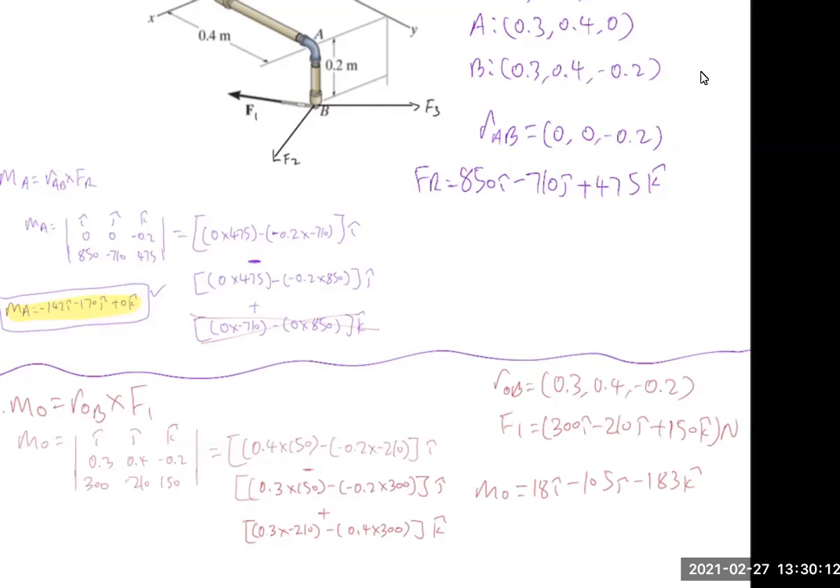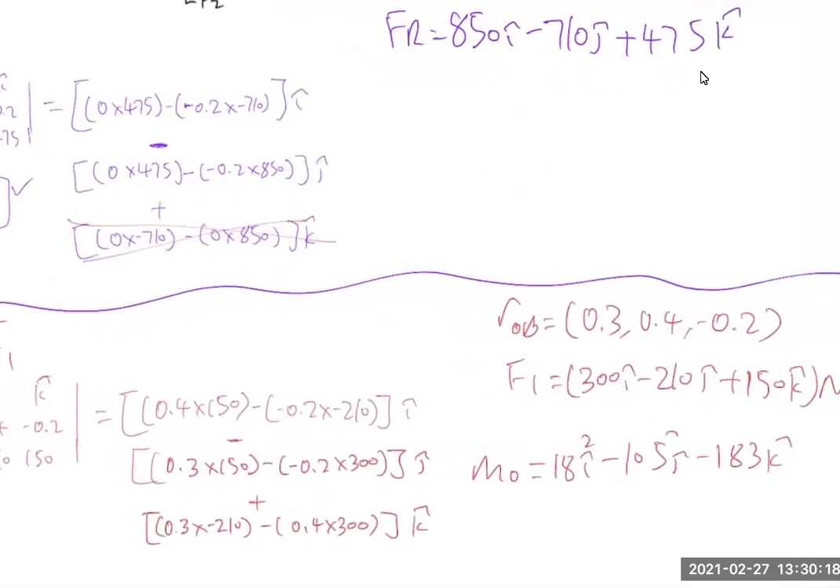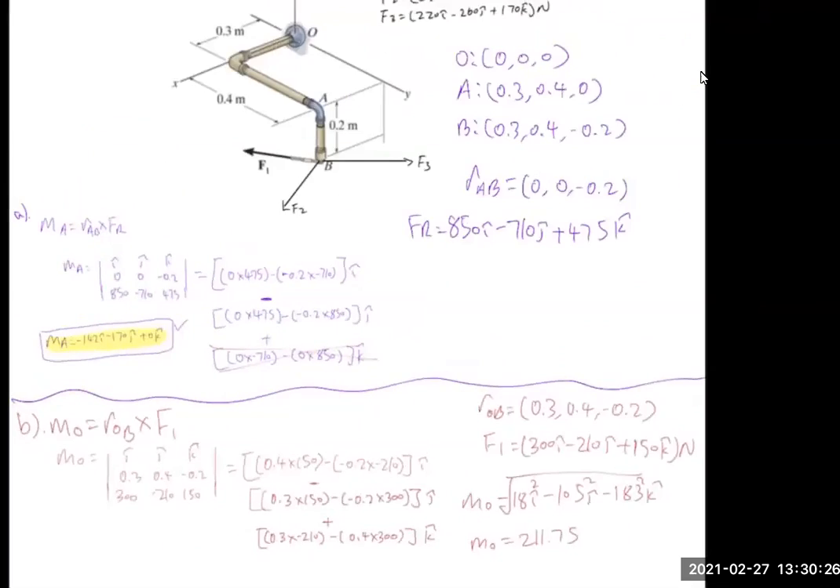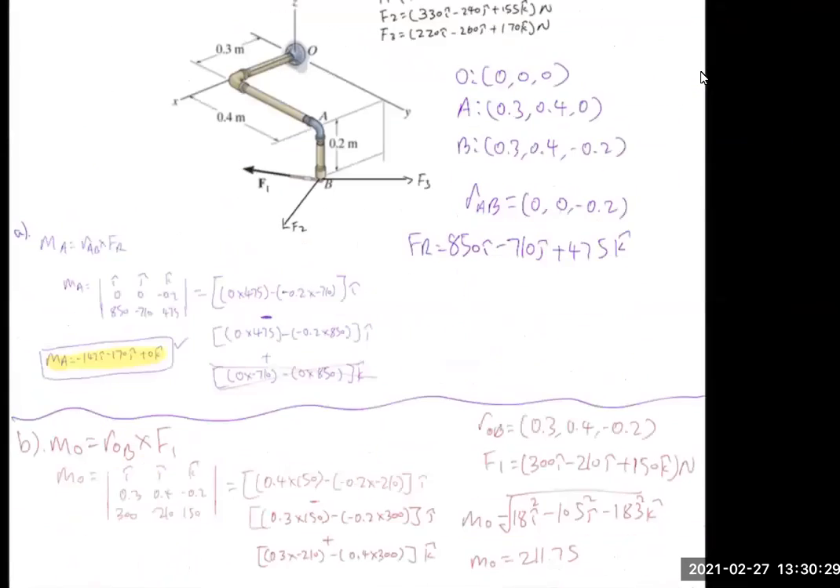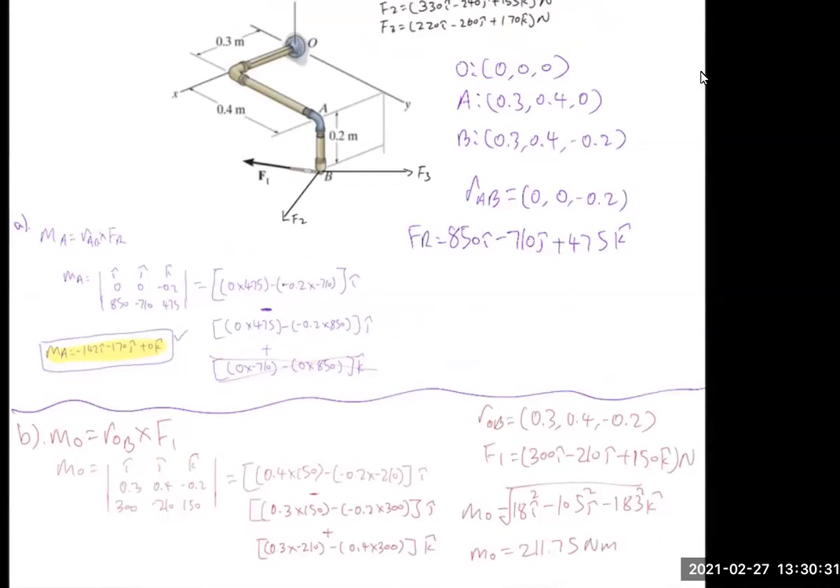But the question asks to put it in magnitude form. So what I'm going to do is square them and take the square root. So I got my M equal to 211.75. The unit is Newton meter. All right, so this is that.